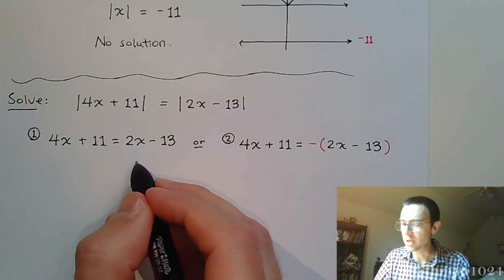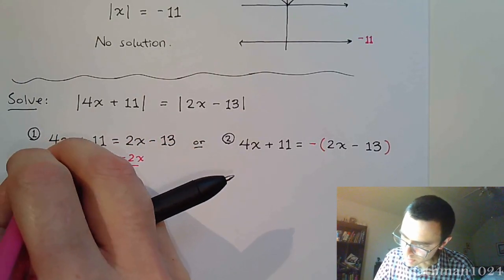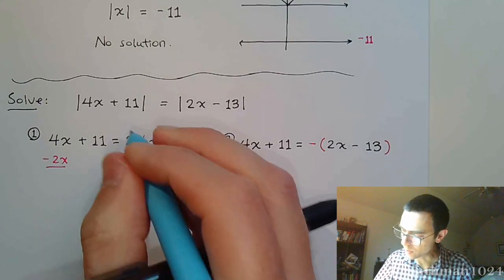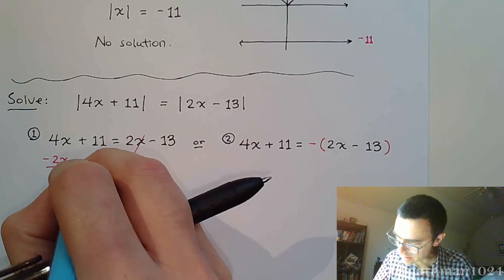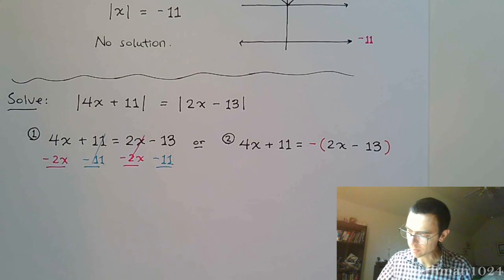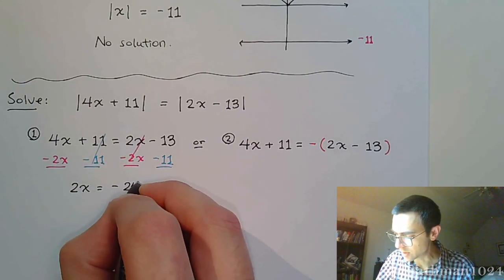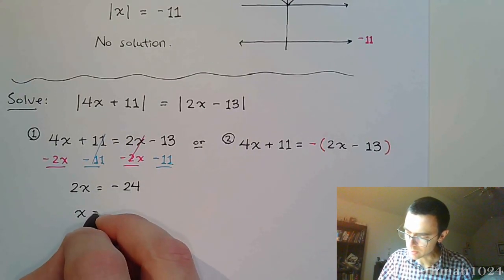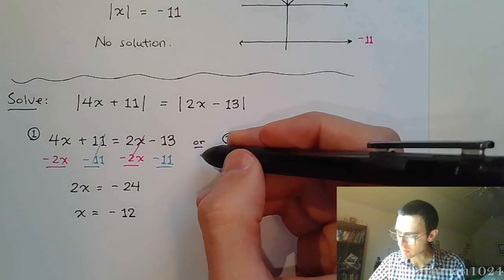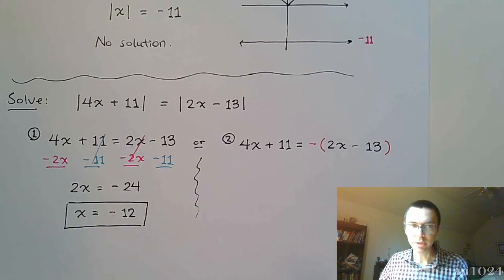Over here, it's just going to be an equation to solve. You know what to do. Subtract 2x on both sides. And then we can subtract 11 to move the constant to the right. And so now we have 2x is equal to negative 24. Divide by 2, and x equals negative 12. So that guy is golden.